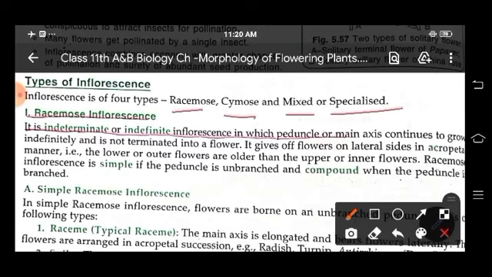So racemose inflorescence is indeterminate or indefinite inflorescence in which the main axis or peduncle continues to grow indefinitely and is not terminated into a flower. It gives off flowers on lateral sides in acropetal manner. That means the lower or the outer flowers are older than the upper or the inner flowers. Racemose inflorescence is simple if the peduncle is unbranched and compound when the peduncle is branched.